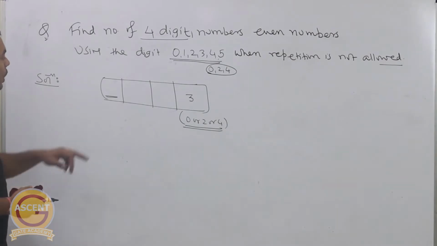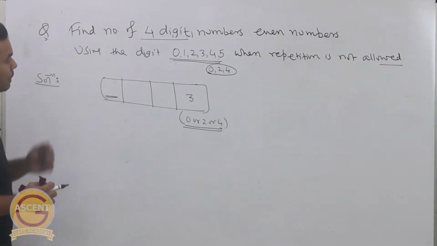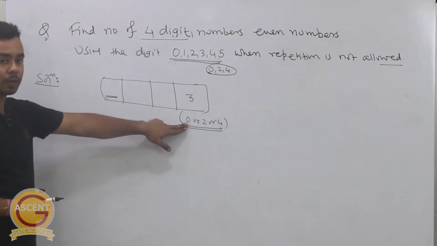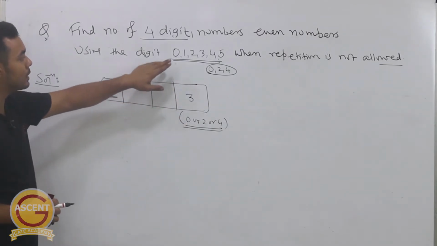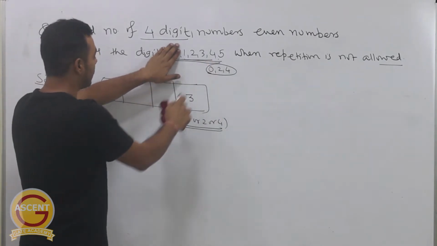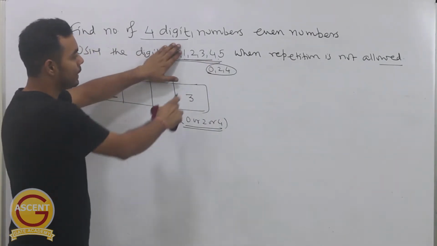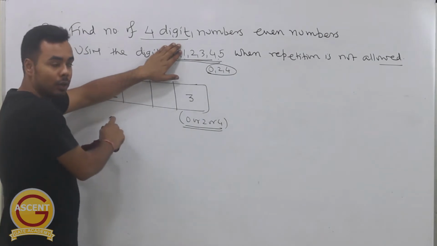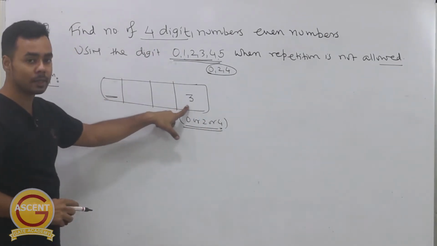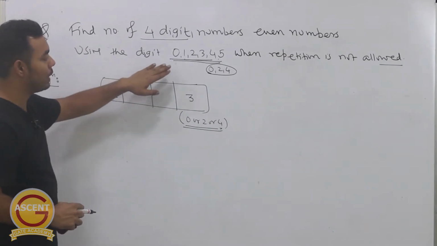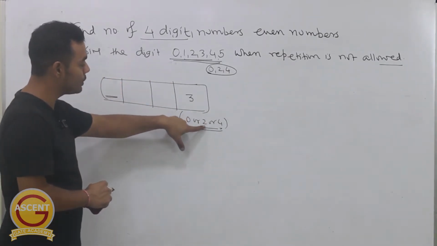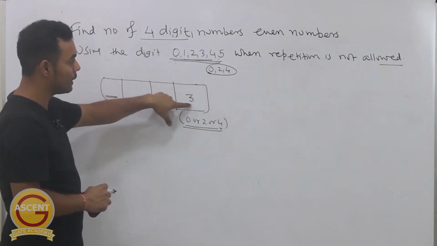So if I ask you how many ways there are to fill this 1000 place, that will depend on what digit we have placed on the unit place, right? If I have placed 0 on the unit place, then for the 1000 place we will have 5 different options. I can place any one of these 5 digits on the 1000 place. But if you have placed 2 or 4 on the unit place, then you will have only 4 options, because 0 you cannot place on the 1000 place. One of the non-zero digits, either 2 or 4, is at the unit place.